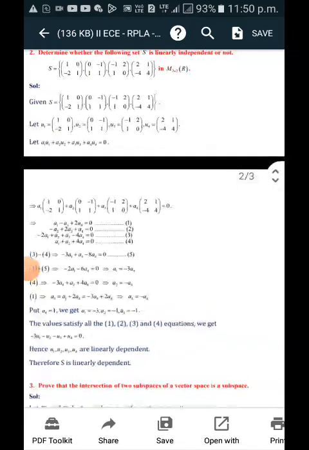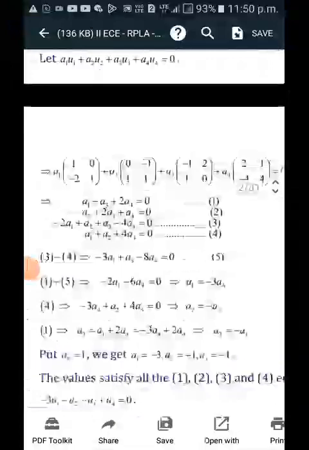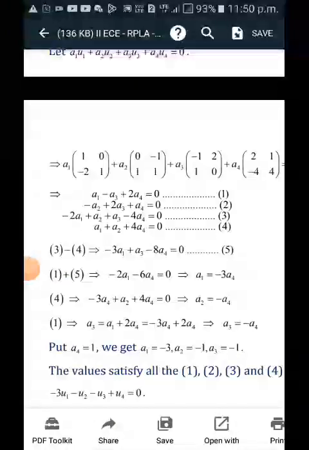So if 2 matrices are equal, then the corresponding elements are also equal. So using this concept, we can write 4 equations. a1 minus a2 minus a3 plus 2a4 equal to 0, equation number 1. Minus a2 plus 2a3 plus a4 equal to 0, equation number 2. Minus 2a1 plus a2 plus a3 minus 4a4 equal to 0, equation number 3. a1 plus a2 plus 4a4 equal to 0, equation number 4.